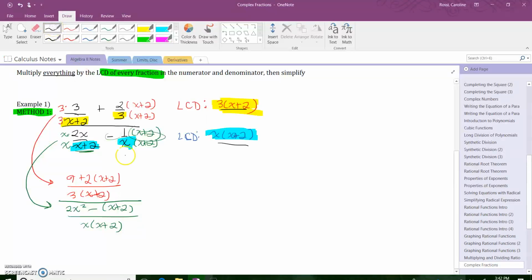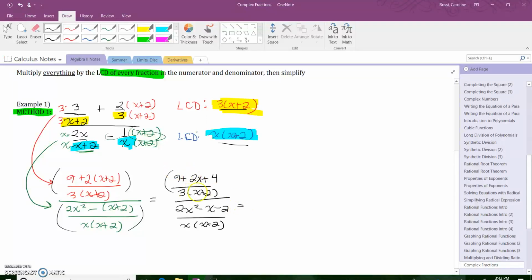So let's clean up each of these. Again, this is my whole numerator, my whole denominator. So 9 plus 2x plus 4 all over 3. I'm not going to distribute the 3, and you'll see why momentarily. I'm going to distribute my negative, like so. All right, so I have one big numerator divided by one big denominator.